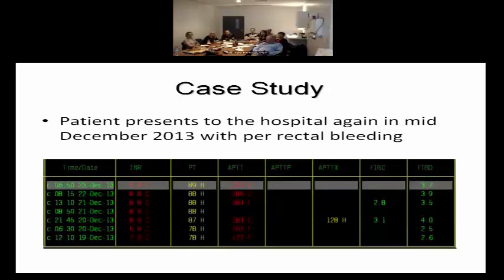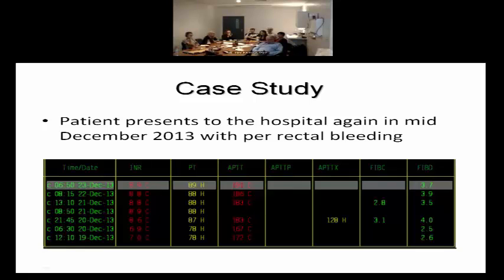So during December 2013, the patient presented to the hospital with perrectal bleeding. This is sometime after his TACE procedure. His coag results, these ones down here on the 19th of December, show that his INR, PT, and APTT have increased, with the INR up here on the 23rd of December reaching a maximum of 8.9.